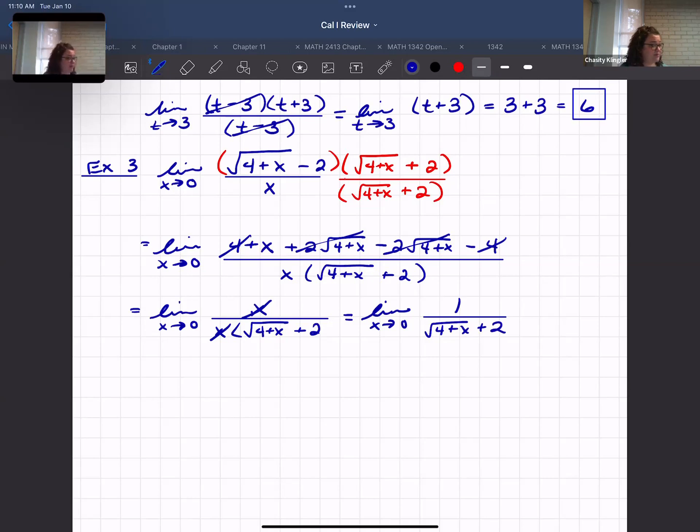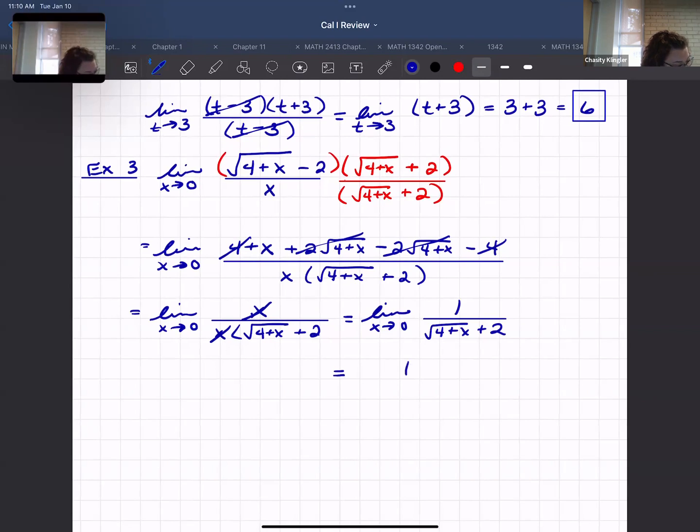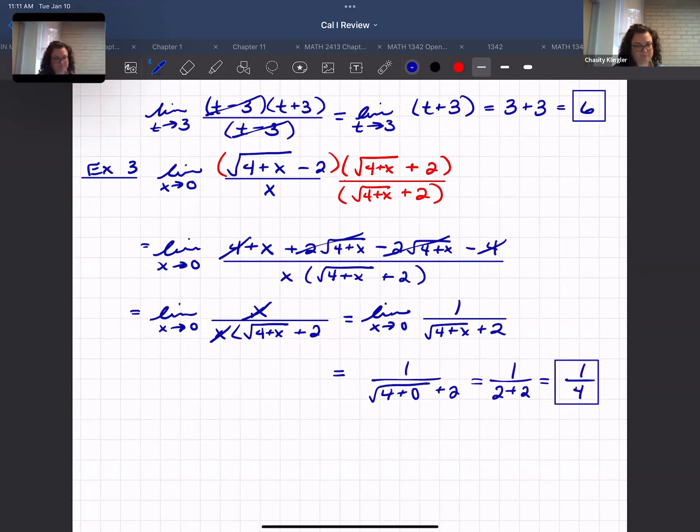Now that got rid of the problem spot, so now we can directly substitute. And we'll have 1 over square root of 4 plus 0 plus 2. So we end up with 1/4. That might be one of those ones that it's not easy to remember, but if you know the little trick, it works out nicely.